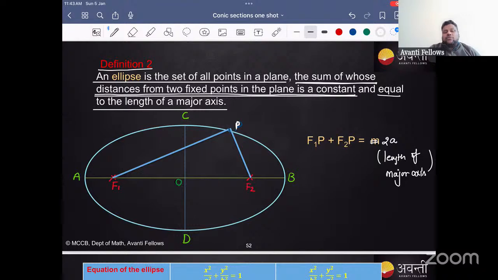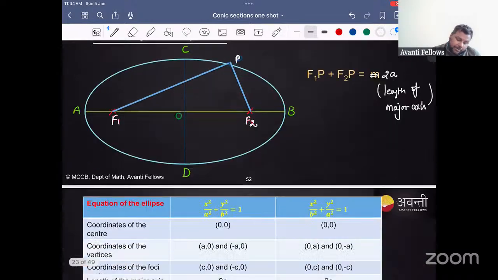So if a point P is moving in such a way that the sum of its distances from two fixed points F1 and F2 is always constant, and this constant is greater than the distance between the fixed points, then the locus of this point P is what we call an ellipse. Got it? Very important property.